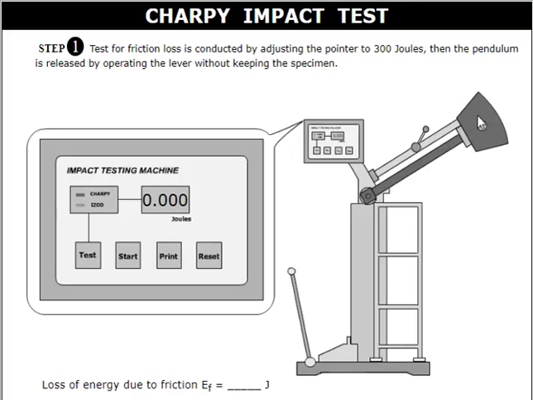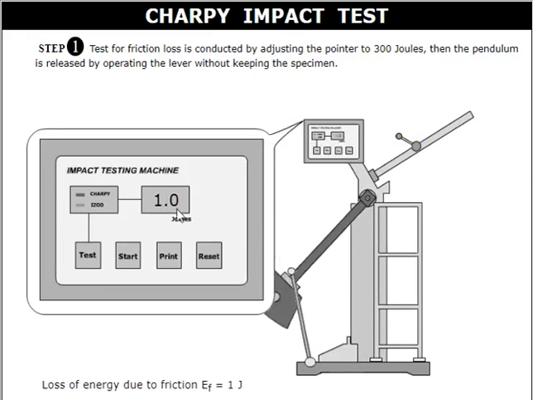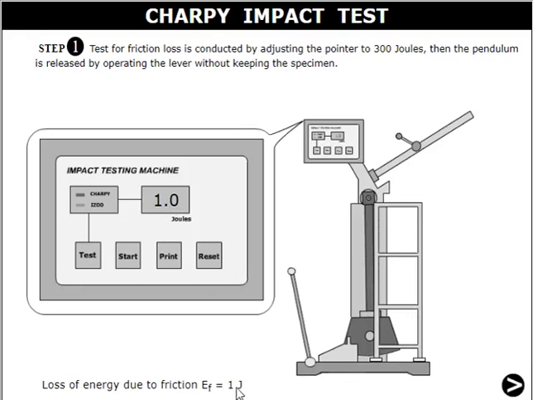By using that lever we can release the pendulum. This part is called the pendulum, which has a striker inside it, so it can break the sample whenever we perform the test. In the first step we just release the lever and measure the impact energy, or loss of energy due to friction, without keeping the specimen on the anvil. Once the pendulum is released, the display gives the value of the loss of energy due to friction. It is equal to 1 joule now, the loss of energy due to friction without the sample on the anvil.